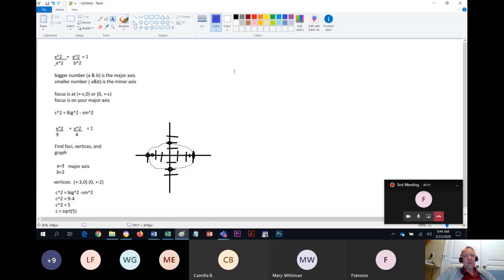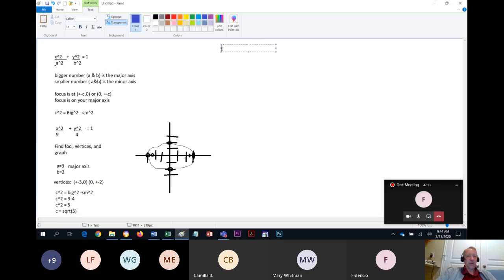All right, so now let's do another one. This time I'll have you guys do it. X squared plus y squared equals 1. I'm going to underline these so that it looks like a fraction.